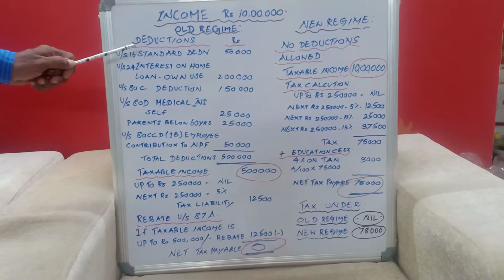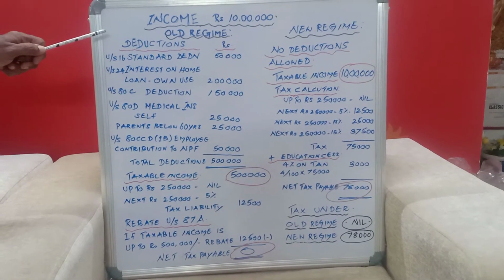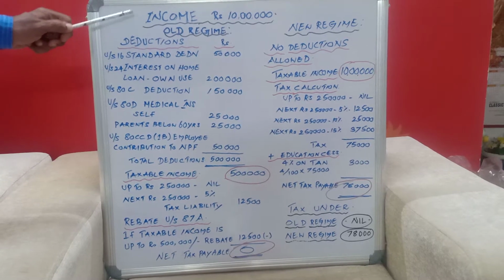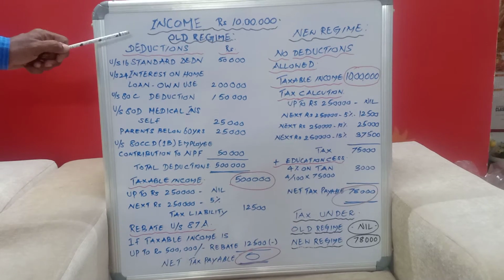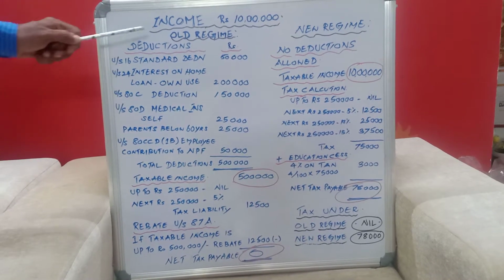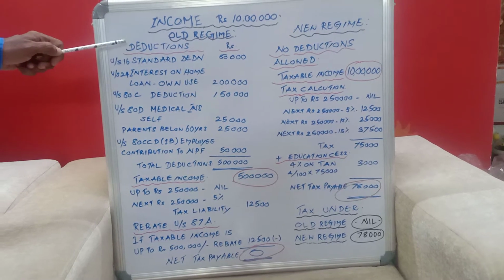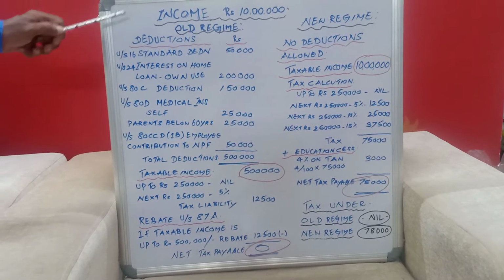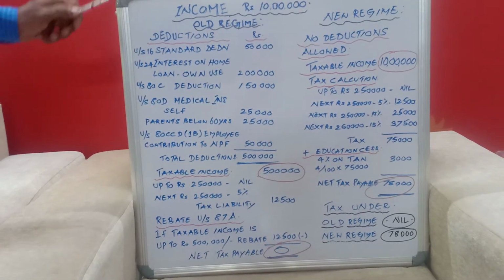In this example, case 1, an individual's total income is assumed to be rupees 10 lakhs before deduction. Under the old regime, how much tax does he have to pay? Under the new regime, how much tax does he have to pay? We will discuss. First, I will take up the old regime, for the income of rupees 10 lakhs.